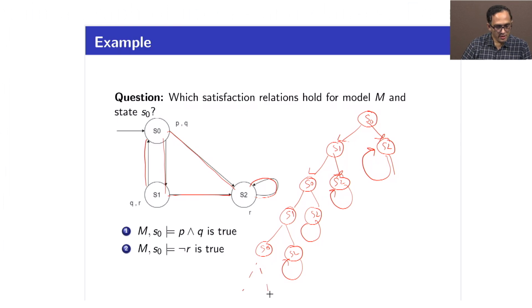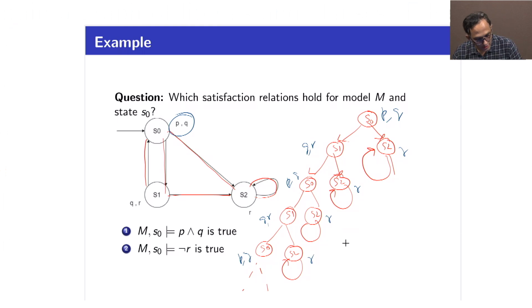Okay. Now I want to check properties. Here I can put the propositions: in S0, P and Q hold, in S1, Q and R hold, and in S2, R holds. This way I can put the propositions on the tree: S2, R holds; S1, Q and R hold; S2, R holds; here P and Q hold; here R holds, and so on. So, this is the kind of thing I am going to get.